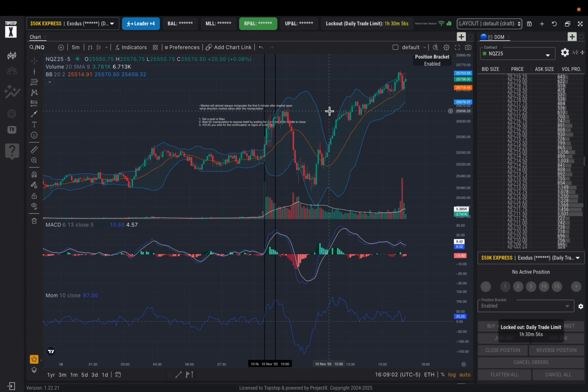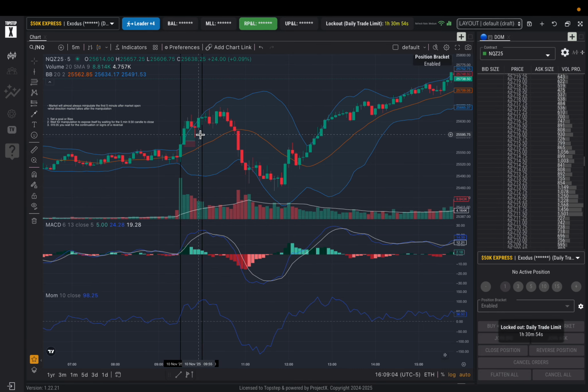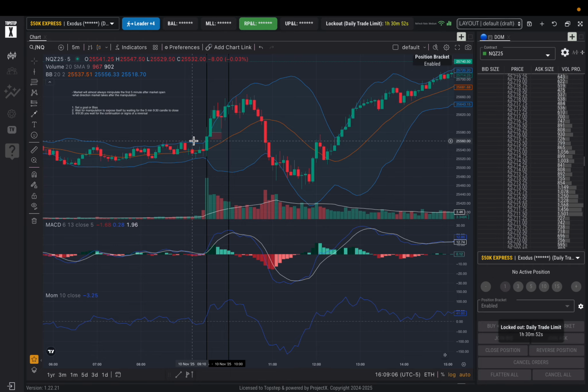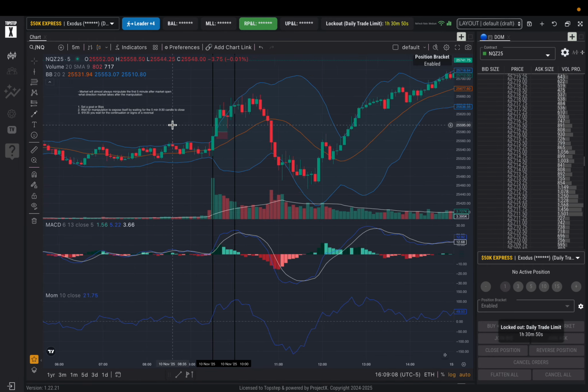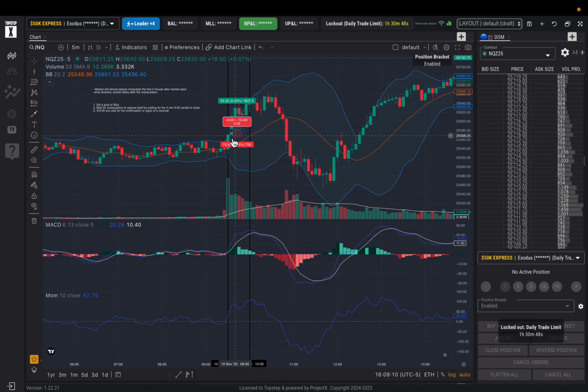But yeah, I hit this trade today. Right here, I just saw the momentum indicators keep going up, and I saw this keep going up after this candle right here, and I just entered it, and it worked out.